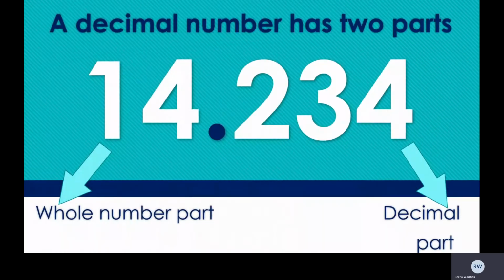We know that a decimal number has two parts. One is a whole number part and a decimal part. The number before the decimal is a whole number part and the number after the decimal is a decimal part.